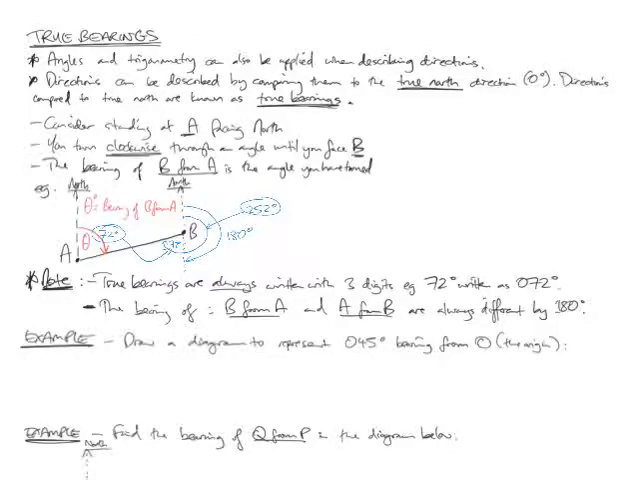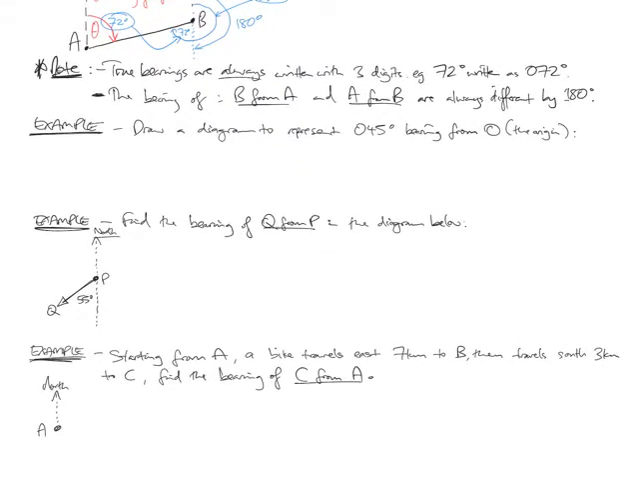So let's try some actual maths, some of the exercises that you might have to do. Draw a diagram to represent 045 degrees bearing from O, the origin. So let's say O is the origin. North is 0 degrees. So 45 degrees is going to be exactly halfway between 90 degrees, which is east, and 0 degrees north. So that is 045 degrees bearing there. That's a diagram of that.